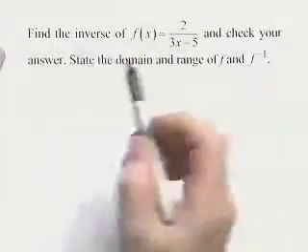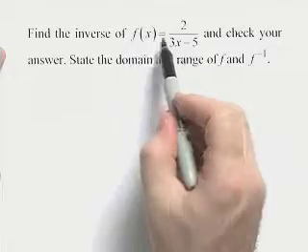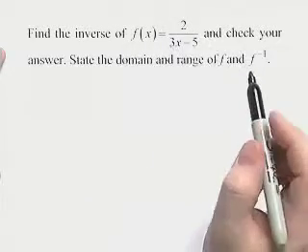For this problem, we're going to find the inverse of a function and verify our results, and then state the domain and range of the function and the inverse. We want to find the inverse of the function f of x equals 2 divided by 3x minus 5.